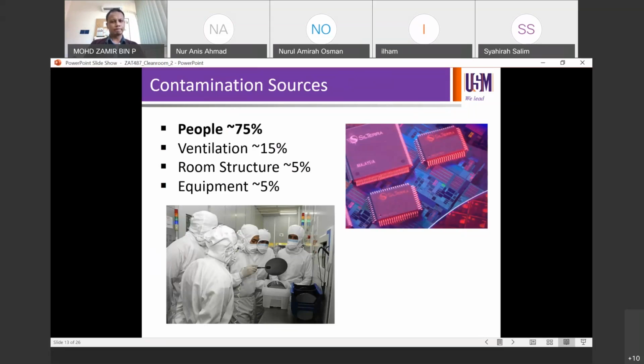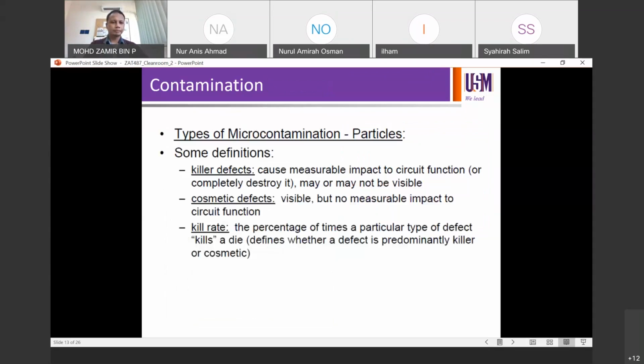We have seen that humans contribute about 75%, three quarters, of the contamination sources in the space. Ventilation 15%, room structure, and also equipment. Even though the equipment is not moving in terms of its location, there are moving parts, and some parts are exposed to the environment. So this also contributes to the contamination in the fab. Let's go through the contamination descriptions one by one.